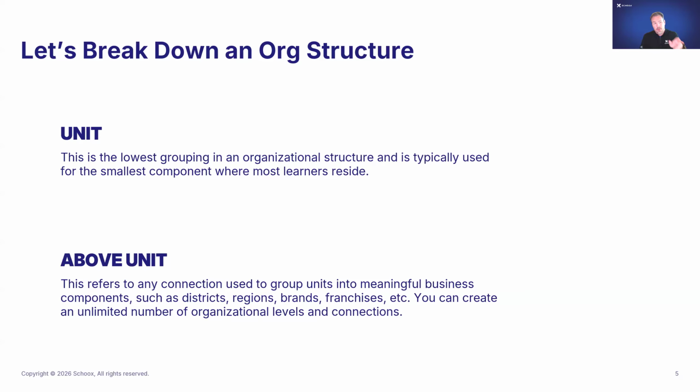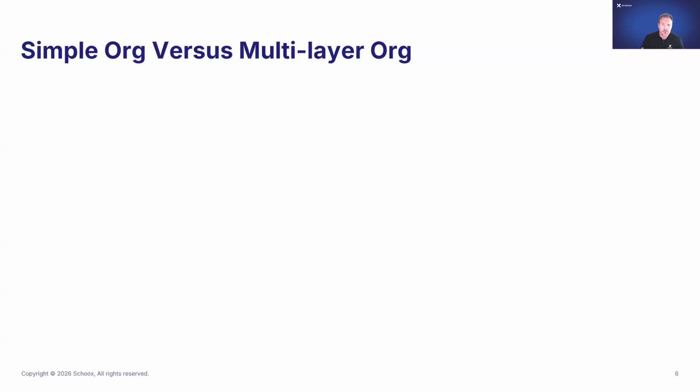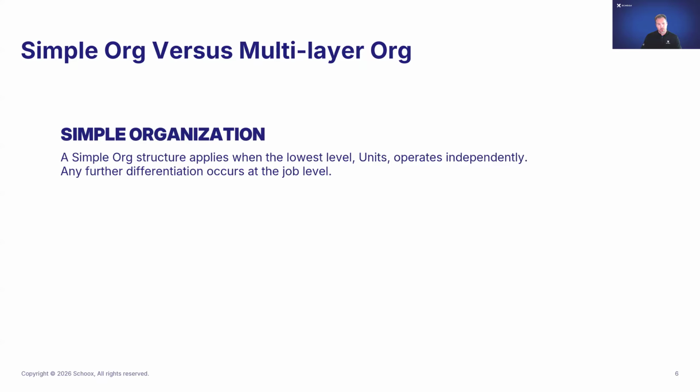With that in mind, let's also talk about simple org versus multi-layer org. That is really something we need to focus on. A simple org is that unit is the lowest structure. And we can think about this like a restaurant. A restaurant location is where an individual may work, and everything is differentiated at that location by the job they do. So if you think about a department, it would be a unit. A restaurant location, maybe even a retail location in a mall. There's the location, and what you're doing is going to help you delineate what the individuals will do within that part of the business.